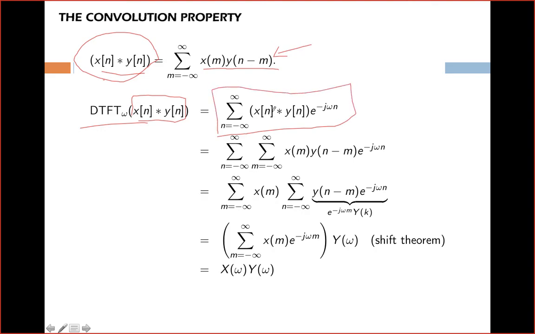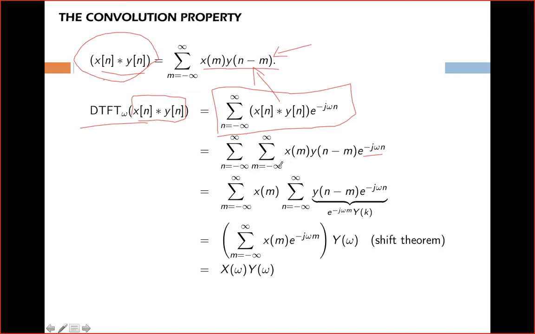Now I am going to substitute the formula for convolution of two different signals. I am just replacing x of n convolution y of n by this equation. I will get summation n equal to minus infinity to plus infinity, and again the formula for convolution of two different signals is summation m equal to minus infinity to plus infinity x of m into y of n minus m, into e power minus j omega n.